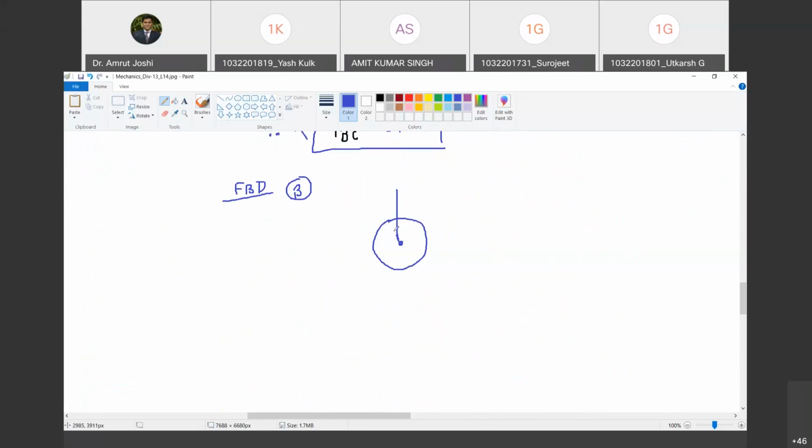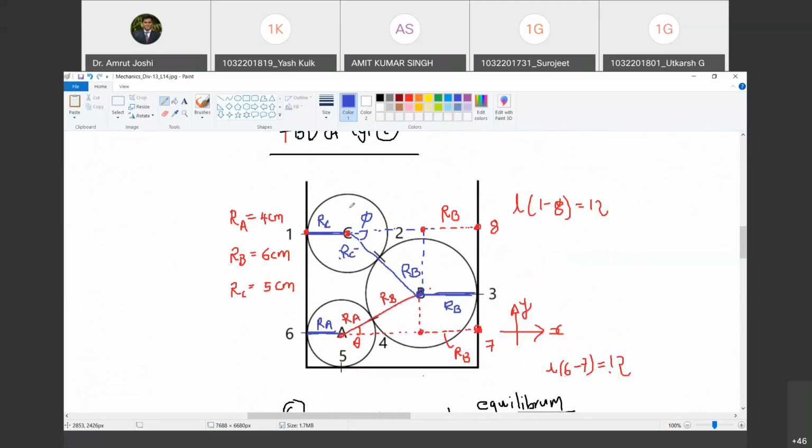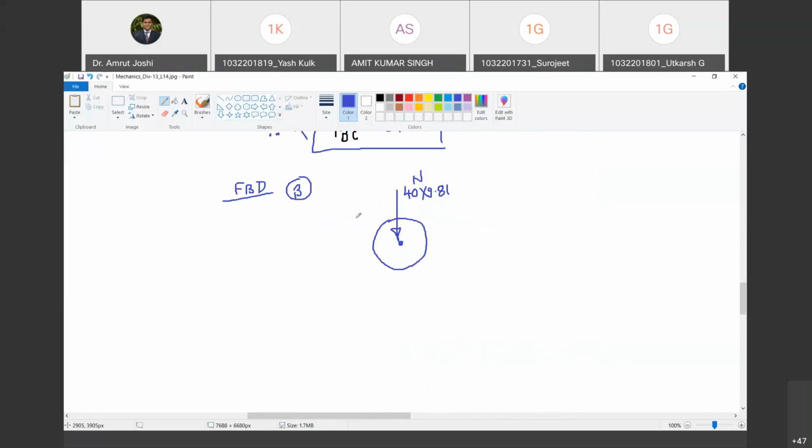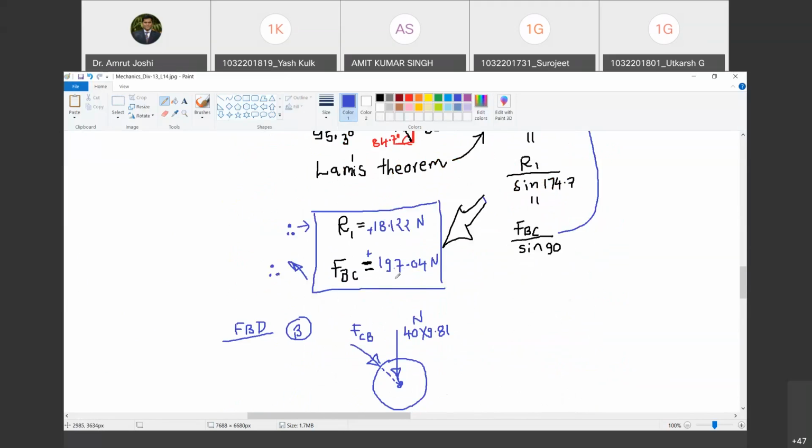Do you agree with me? 40 into 9.81. This is in Newton. Yes. Now, sphere C is external to sphere B. Do you agree with me? Yes. So it must be applying a force whose line of action will pass through the center, and I'm going to call this force FCB. Do you agree with me? Yes. Force applied by sphere C on sphere B. By Newton's third law, FBC and FCB are going to be equal and opposite. Yes. Therefore, it is going to be equal to 197.04. Happy? Got it.